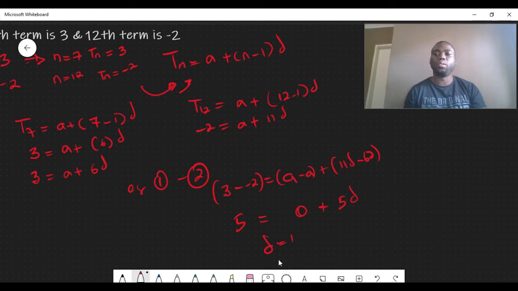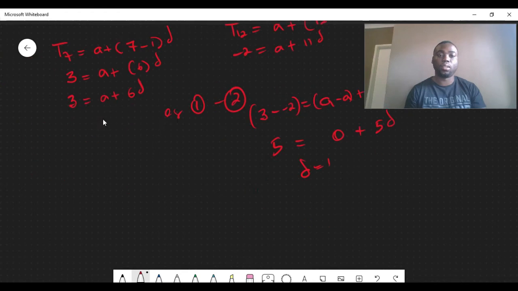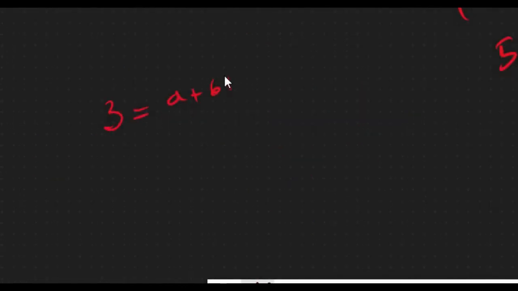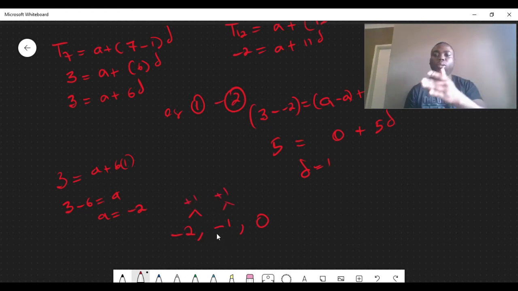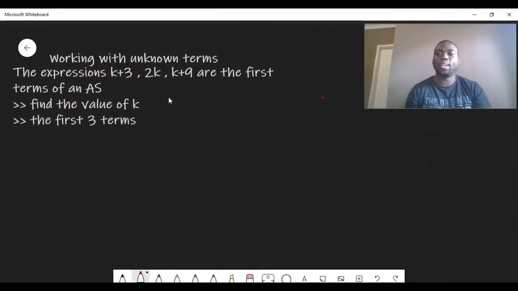Now this is my common difference. To get my first term, that's my a, I'll put this back into the equation over there, right? Either the first equation or the second equation. So it means that my first term will be negative 2, my second term will be negative 1, and my third term would be 0. Now how did I get that? All I just did was add the common difference to the preceding term for me to be able to get the next term.